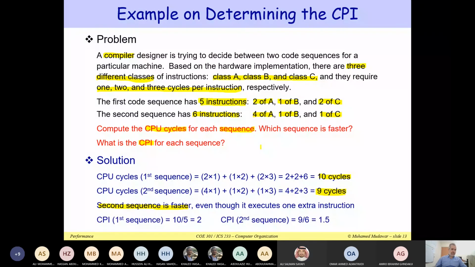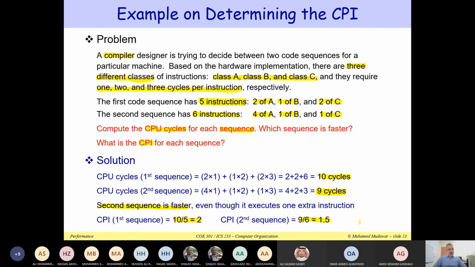So the CPI for the first sequence is 10/5, which gives 2. And the CPI for the second sequence is 9/6, which is 1.5. Actually, here, 1.8. So clearly the CPI for the second sequence is better than the CPI of the first sequence.